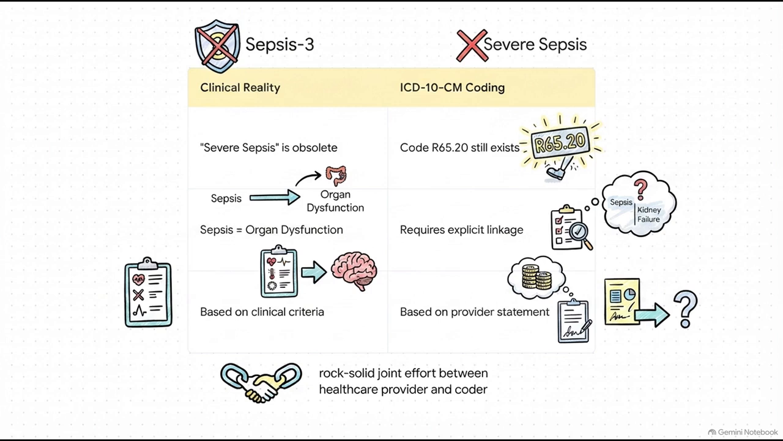To make matters even more complicated, ICD-10-CM guidelines state that code assignment is based on the provider's diagnostic statement, not the underlying clinical criteria. But as we all know, CMS also demands that the clinical evidence be present in the chart to support the code. So if a provider writes sepsis based purely on clinical judgment, but those rigid Sepsis-3 parameters aren't clearly met in the documentation, it creates a massive, glaring vulnerability for an audit. This is exactly why a rock-solid joint effort between the healthcare provider and the coder is absolutely crucial to validate these clinical conditions before the coding even happens.